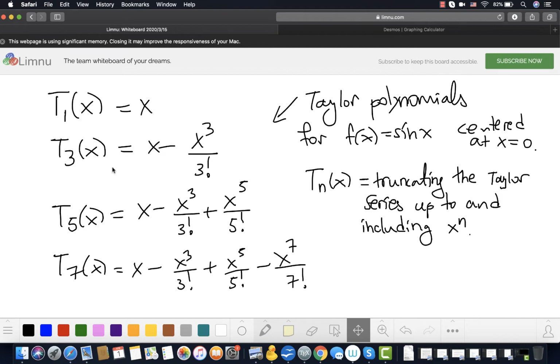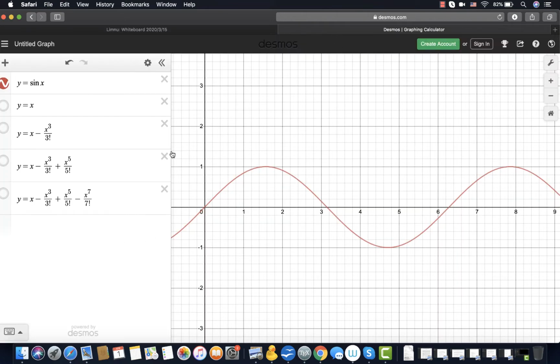And then t3 is going to be a slightly better approximation, and t5 of x is going to be an even better approximation for sine x, and so on. So here's the graph of sine x, right here, in red. And now I'm going to draw the graph of y equals x. This is the first Taylor polynomial, and we see this nice line here. Around 0, it represents the function quite well. But if you go a little away from 0, it's not as nice.